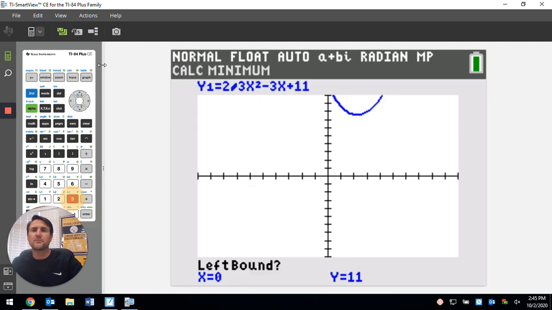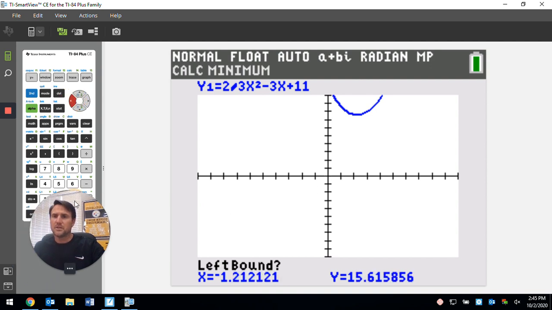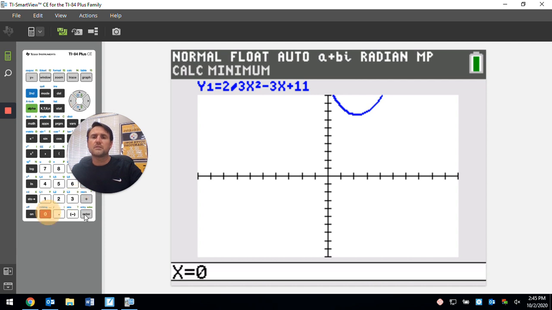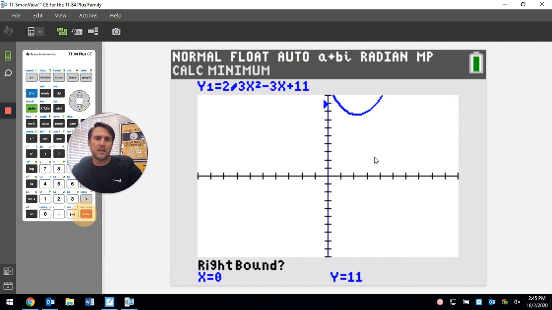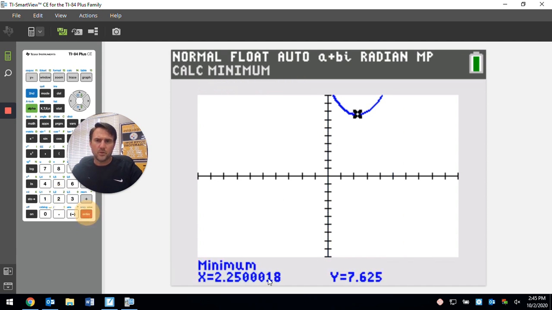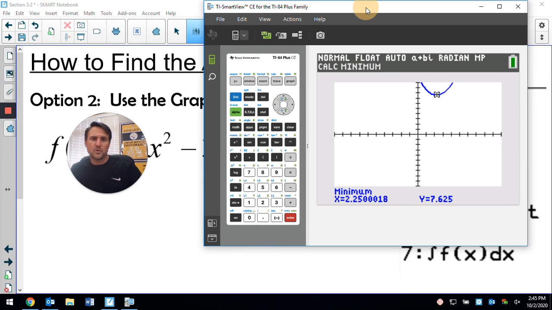Okay, so here is our lowest point on the curve. Remember, we go to second trace. We're going to choose option 3 in this case since we have a minimum, and we'll have to give it a left boundary and a right boundary. So click 3 there. Let's say 0 is to the left, and probably safe to say 5 is to the right, and then maybe we'll guess 2 right there. Okay, so it's actually 2.25 and 7.625.